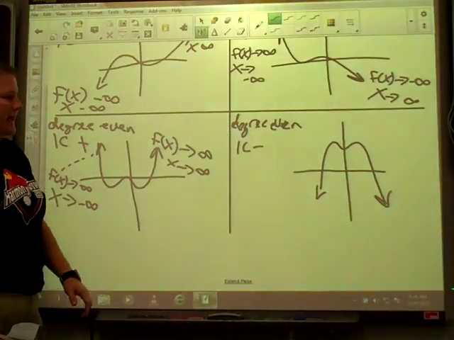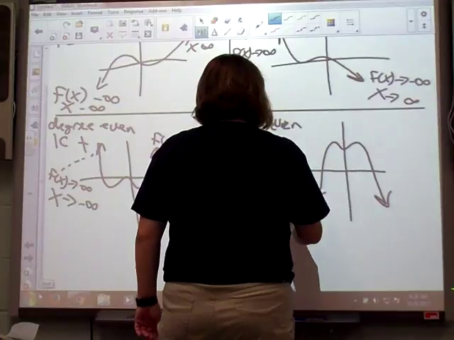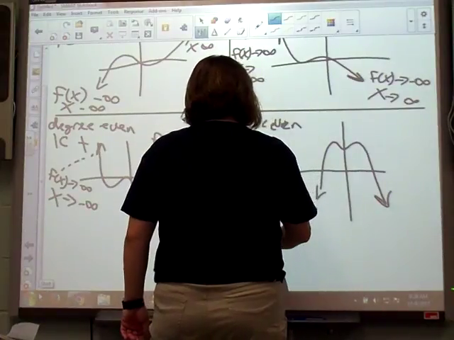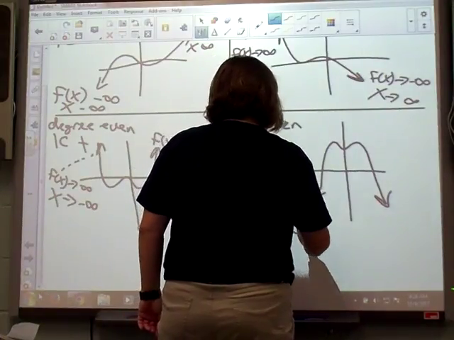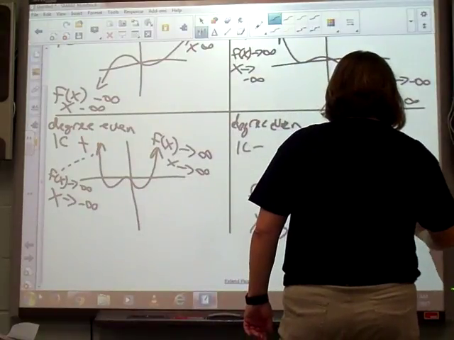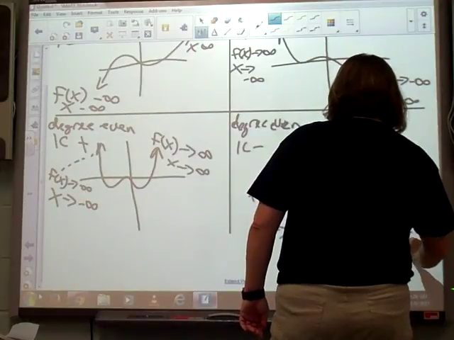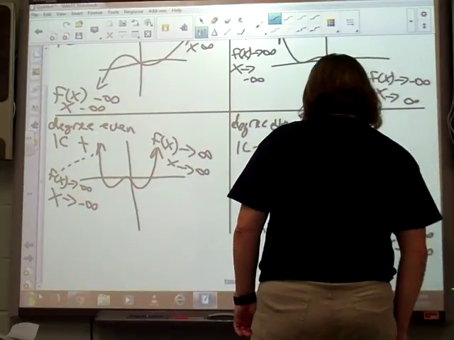Okay, so our end behaviors: f of x is going down forever here, which will be negative infinity, and the x's are going to the left, which would be negative infinity. Here, f of x's are still going down, which would be negative infinity, but the x's are going to the right, which would be positive infinity.